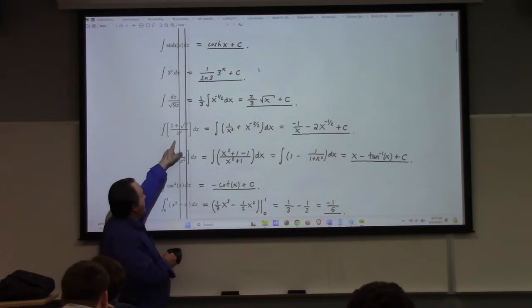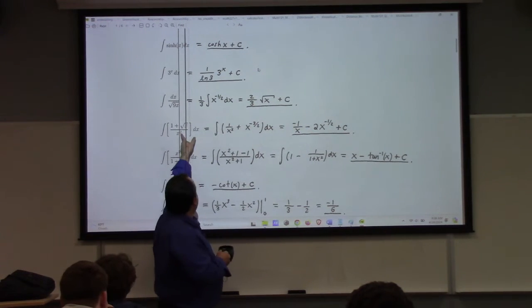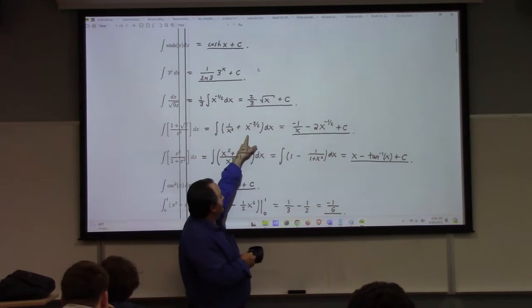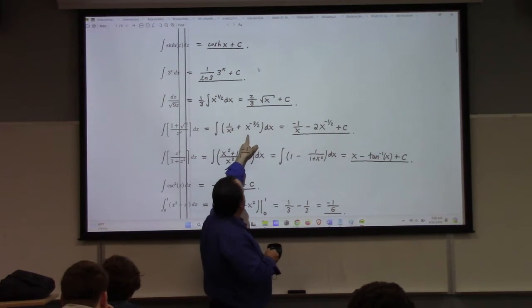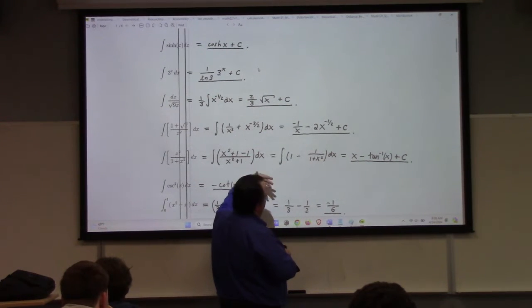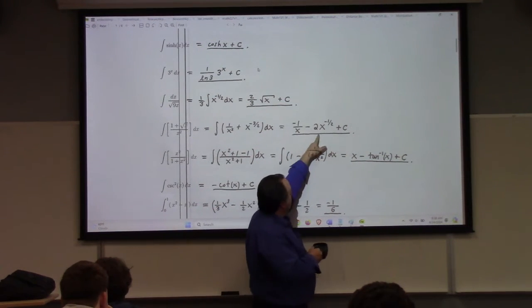This one here, do algebra. That's 1 over x squared, and that's x to the minus 3/2. This integrates to minus 1 over x. This integrates to, what's minus 1/2? Minus 3/2 plus 1 is minus 1/2. Oh, yeah. So minus 1/2, and I've divided by minus 1/2, it's multiplication by minus 2. So I get that, yeah.